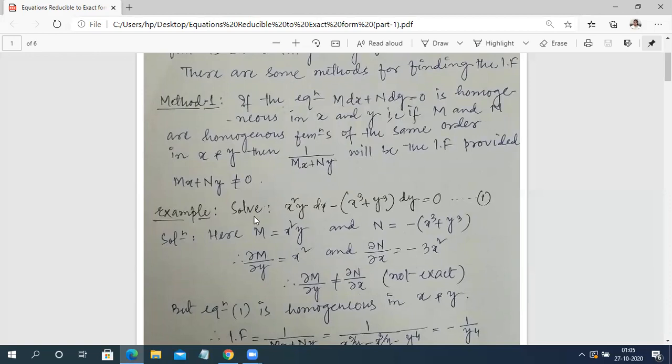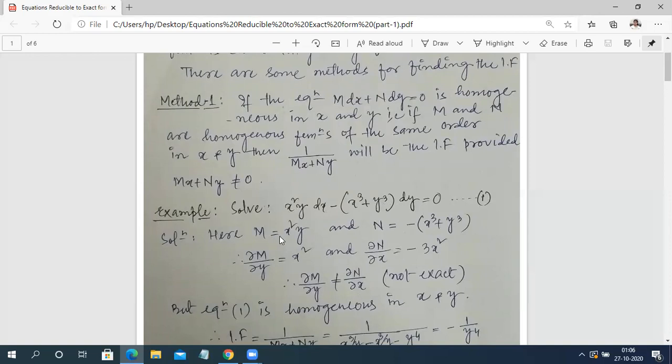So take an example. Suppose this is the given differential equation. It is of the form M dx plus N dy equal to 0, where N is minus of x cube plus y cube. Now first we will check whether this equation is exact or not. The method to check the exactness is we have to partially differentiate M with respect to y and N with respect to x. If these values come out the same, then it is exact. If not, then it is not exact.